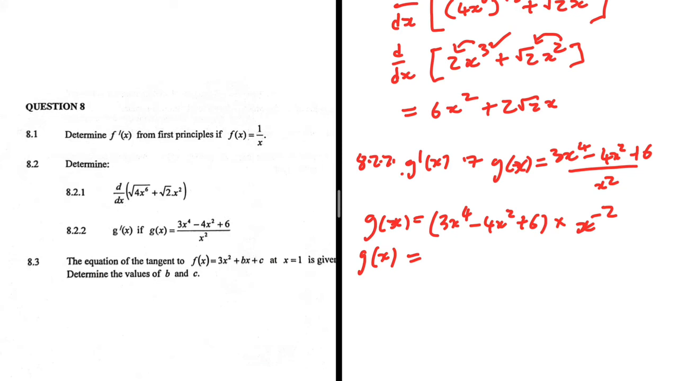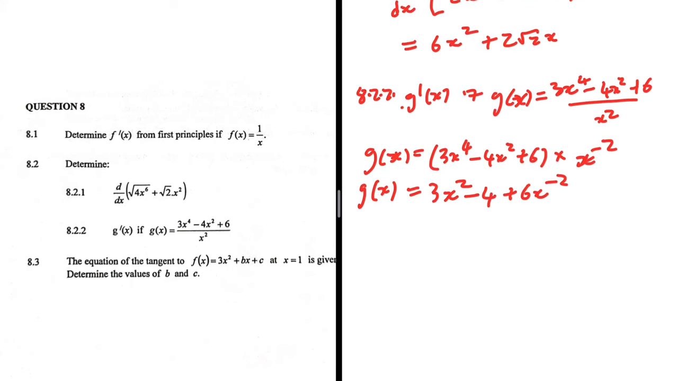Multiplying 3x to the power 4 by x to the minus 2, we're going to have 3x, and then we add the exponents, 4 and minus 2, which is plus 2. And then a minus 4. Again, we are adding the exponents: 2 plus minus 2 is 0. So we have x to the power 0, which is 1. So x cancels out. And then plus 6, we're just going to have plus 6x to the minus 2.